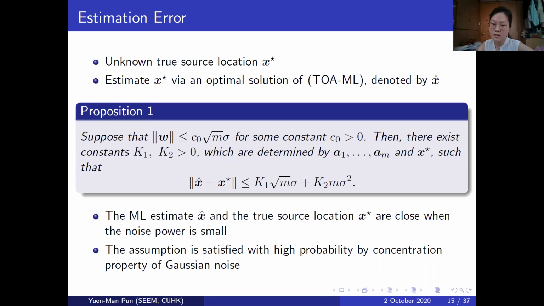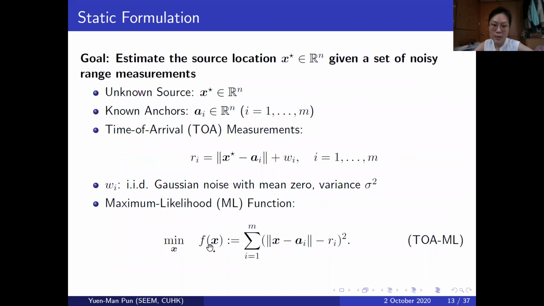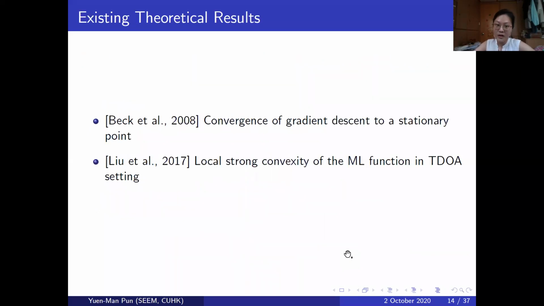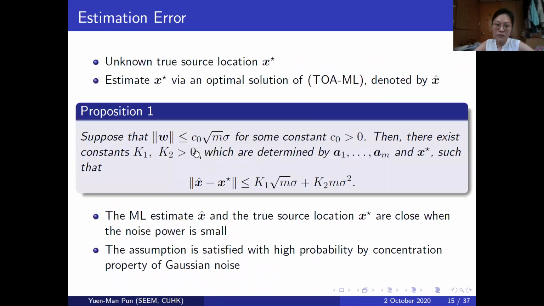Actually, in our setting, we assume Gaussian noise, and that's why we have the ML function here, because we assume this is Gaussian noise. Using other noise, this may not be the ML function for our problem. And then for this one, even for non-Gaussian noise, as long as this is satisfied, then this proof will go through.